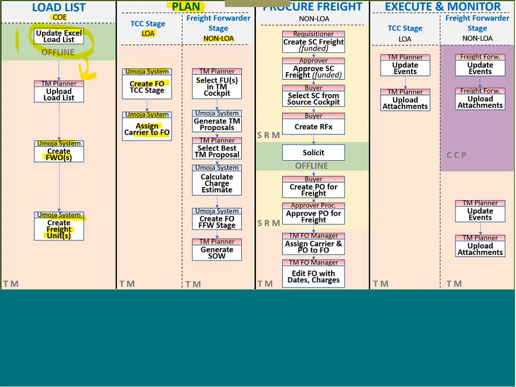Now, if we're talking about a non-LOA scenario, which would be an EXW scenario, we would have to do some things manually. So basically, we would have to select the freight units that were generated here in this section when we uploaded the load list. And once we select them in the TM Cockpit, the Umoja will generate some proposals. We would select the best proposal depending on if we're looking at distance, cost, a time frame, or even means of transportation. The system will calculate the estimated charges based on the master data in the system and create the freight orders that are going to be linked to this freight unit.